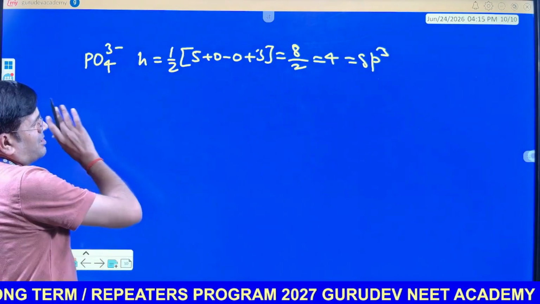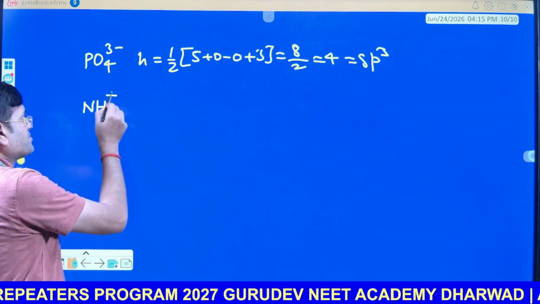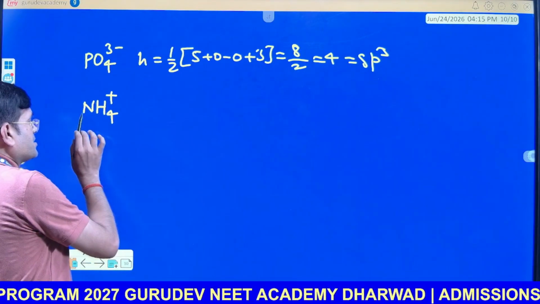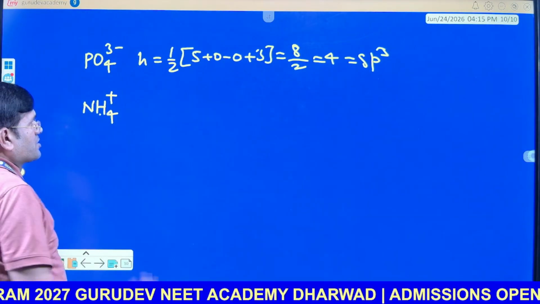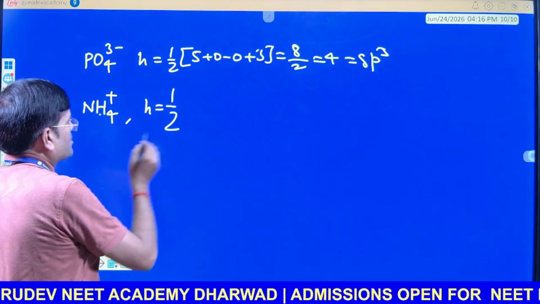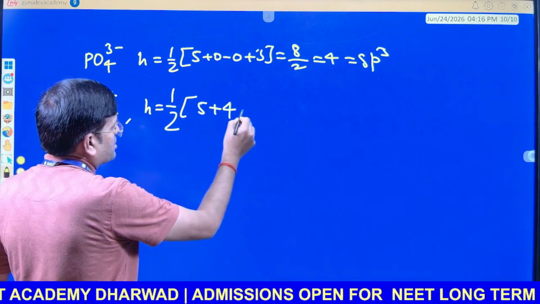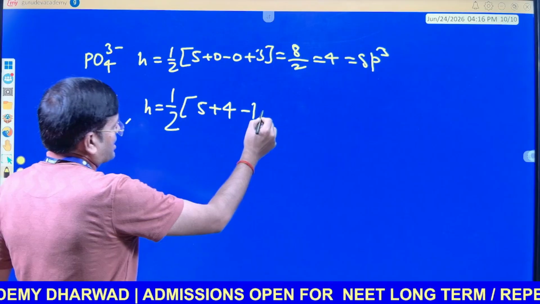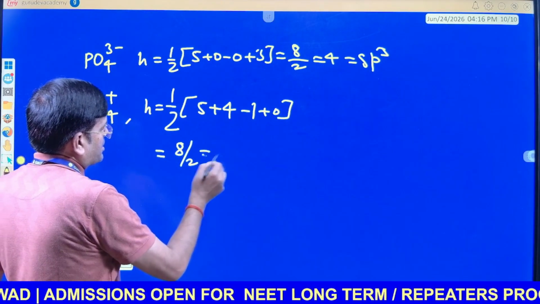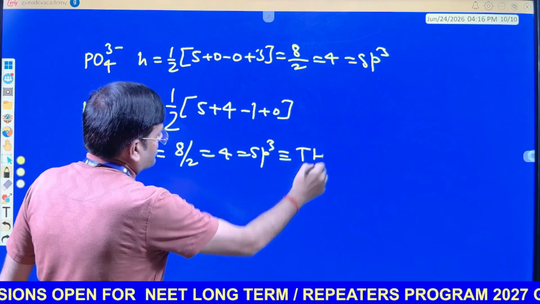Getting? So within 3-4 seconds, suppose you have NH4 plus, and hybridization comes out to be sp3, it means it is tetrahedral. So find out again the number of hybrid orbital. Half of, what's the number of valence electrons in nitrogen? 5. Monovalent atoms 4. Charge on cation 1 only. It is not an anion, so 0. So again it comes out to be 8 by 2, that is 4, which means sp3, and sp3 means tetrahedral.